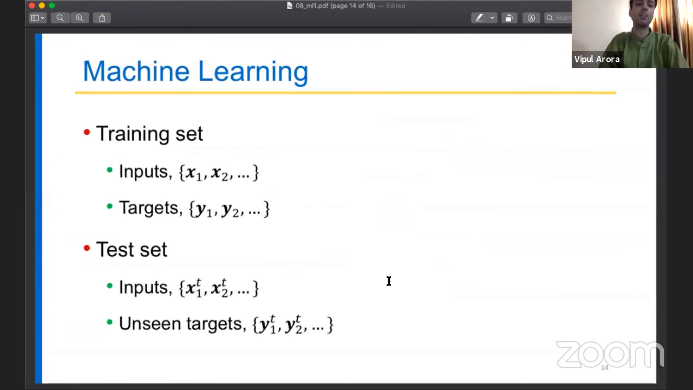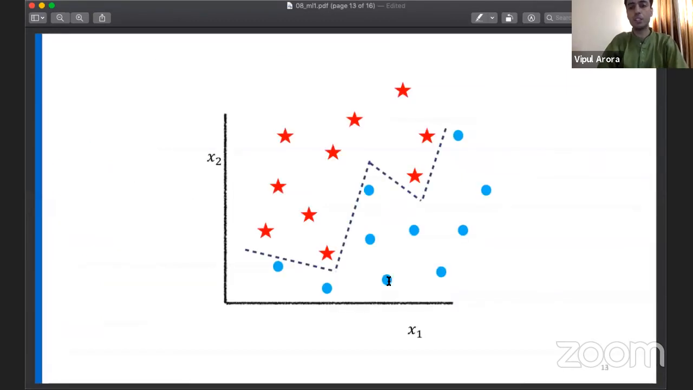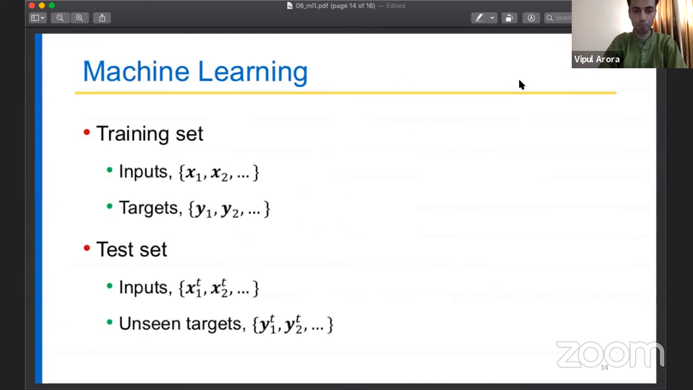Okay, so basically this is a nonlinear classifier, and we can use neural networks, which are nonlinear classifiers, to achieve this kind of classification. Now, the basic philosophy of machine learning: you have a training set and you have a test set.